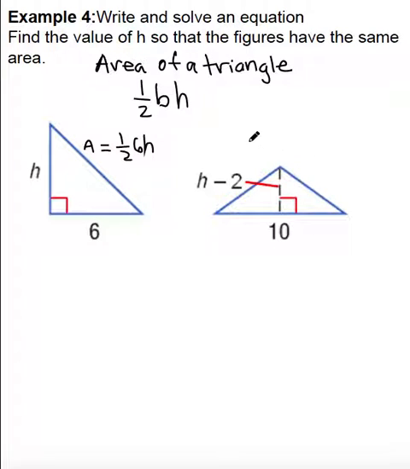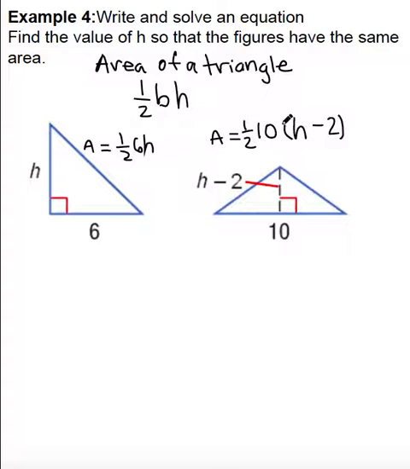And in this triangle, the area is going to equal 1/2 the base. The base here is 10. And then 10 times what? Well, 10 times the height, which we are just told is h minus 2. Okay, I'll take their word for it and I'll just plug it in.